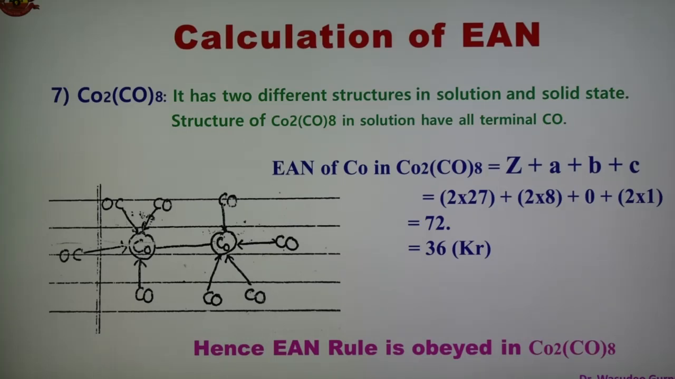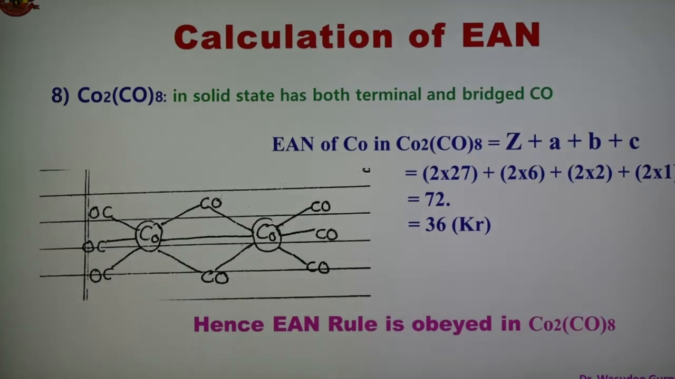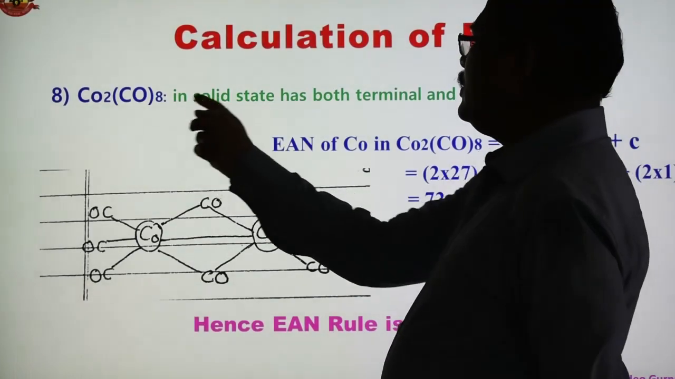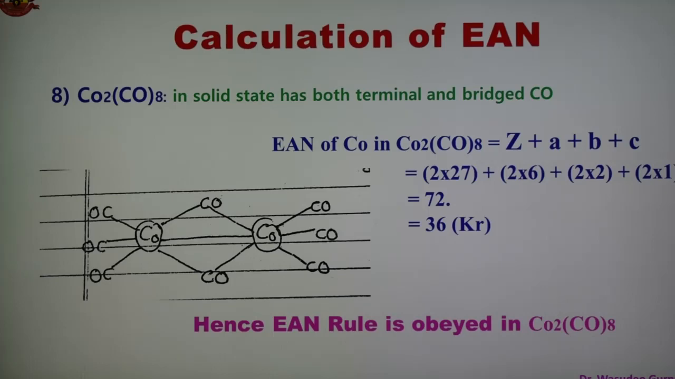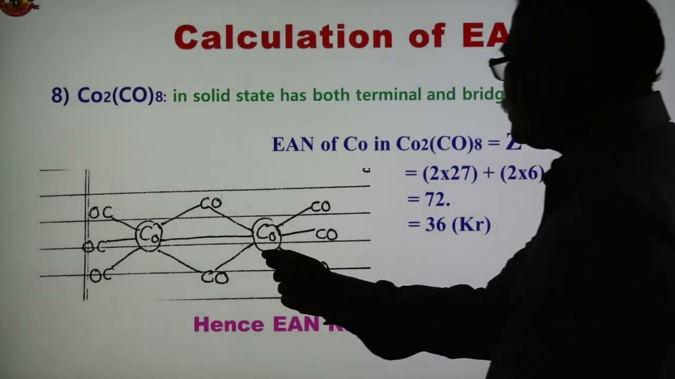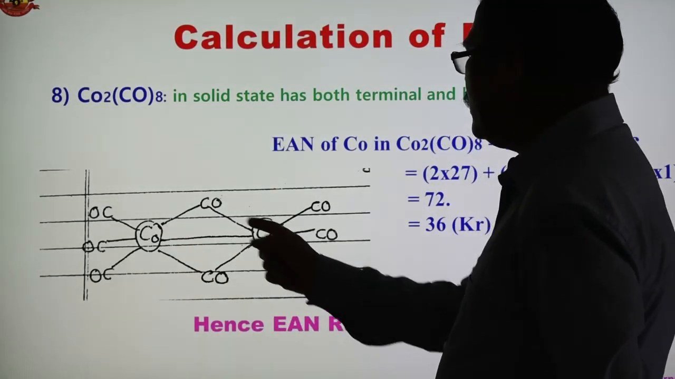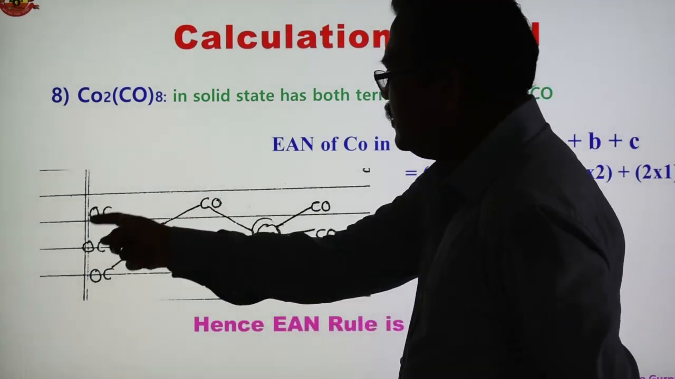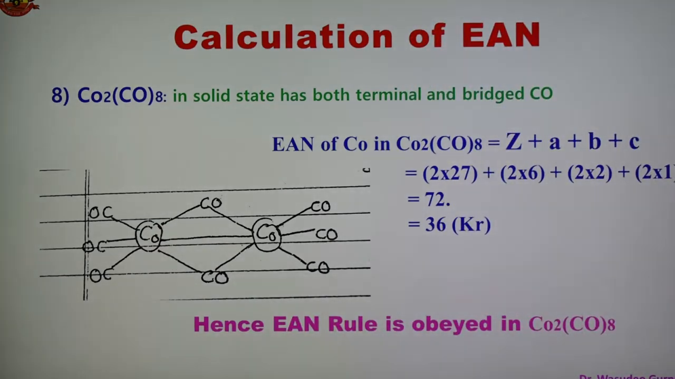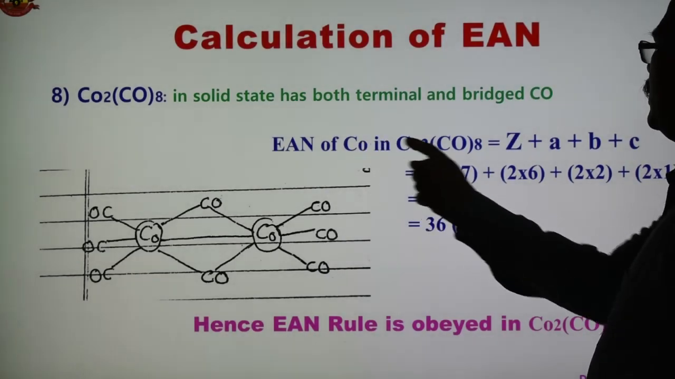What is the structure in the solid state? So the next example is Co2(CO)8. This metal carbonyl in solid state has both terminal as well as bridge carbonyls. So what is the structure then? There is a Co-Co metal bond, 2 bridging carbonyls, 3 terminal on each cobalt, these 3 terminal carbonyls on the second cobalt. So in this way we can calculate the EAN of Co in Co2(CO)8.